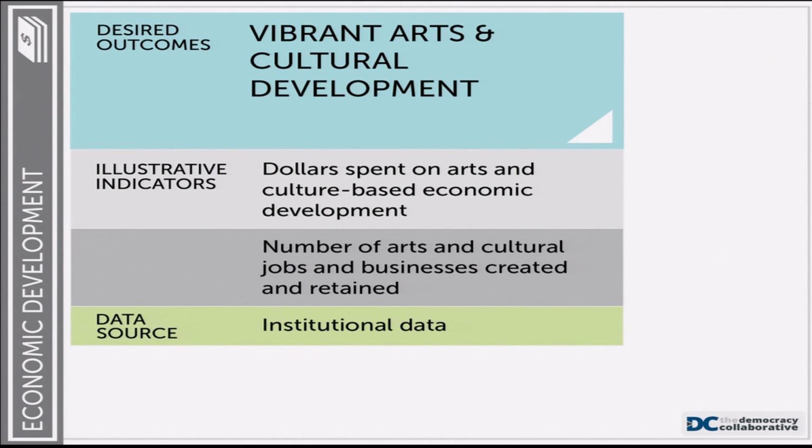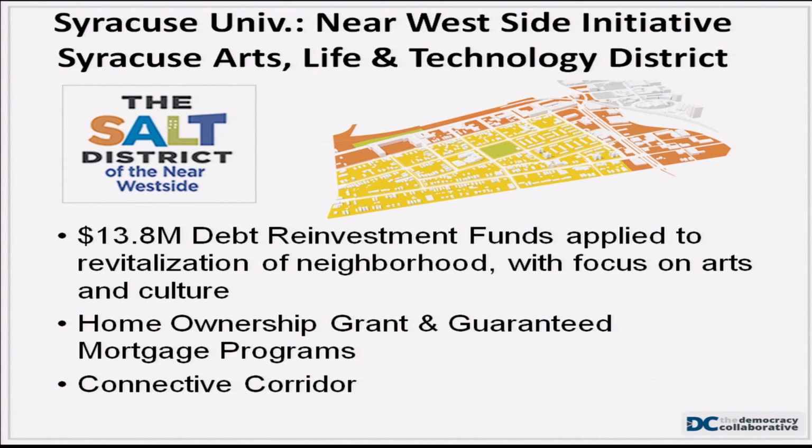You can do that by looking at what kinds of arts jobs and businesses are created in your community, and the kinds of money being spent on that. A good example of this is Syracuse University's Near West Side Initiative. This started in 2007 under the leadership of Nancy Cantor, who was chancellor of the university at that time. And she set as a goal to use the power of art, technology, and innovation, in keeping with neighborhood values and culture, to revitalize the 9th poorest census tract in the United States. So she set out with that as a goal in mind and made that an institutional priority.